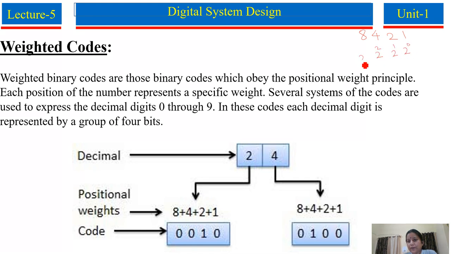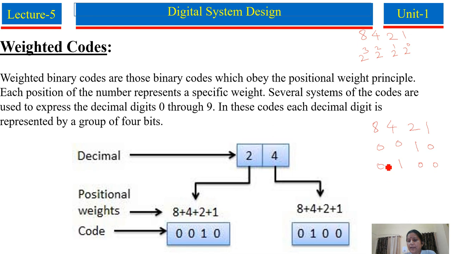Look carefully: 2 raised to 0, 2 raised to 1, 2 raised to 2, 2 raised to 3. This is the weight factor. So if I want to represent 2 in the 8421 code, look carefully, I simply put 1 here and the remaining are 0. If I want to represent 4, I simply put 1 here and the remaining are 0.